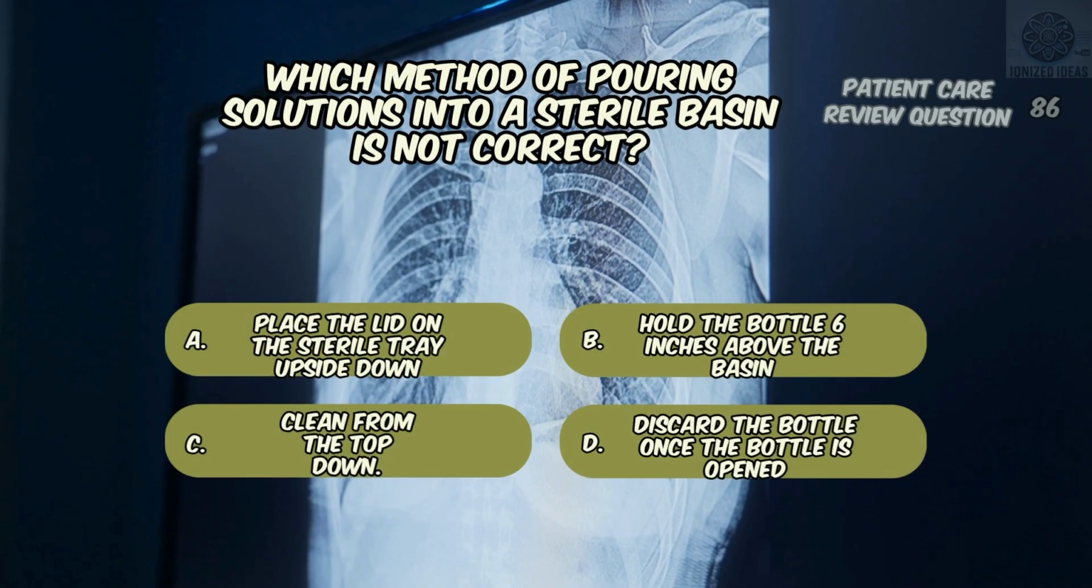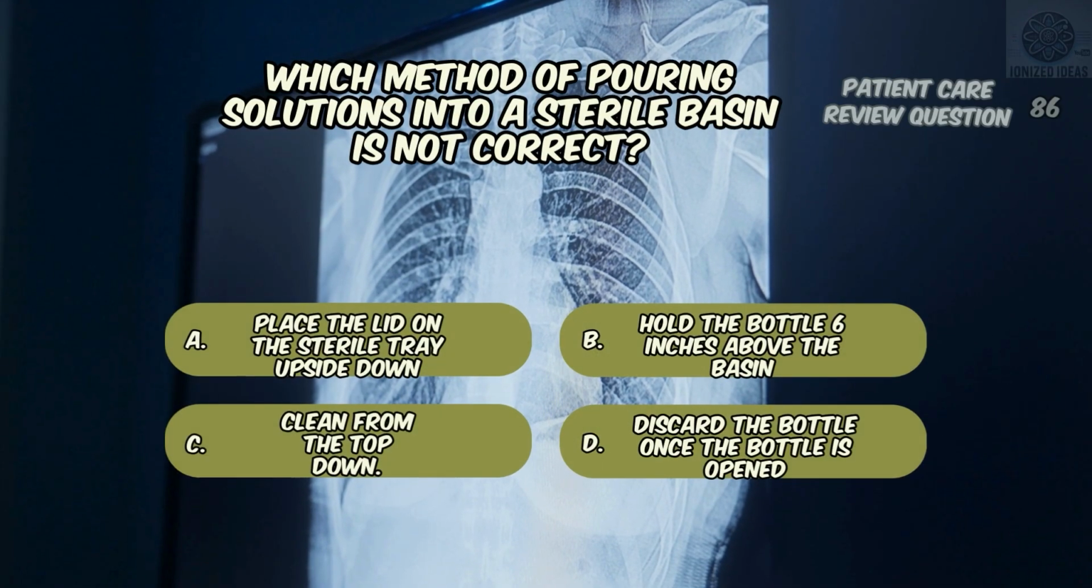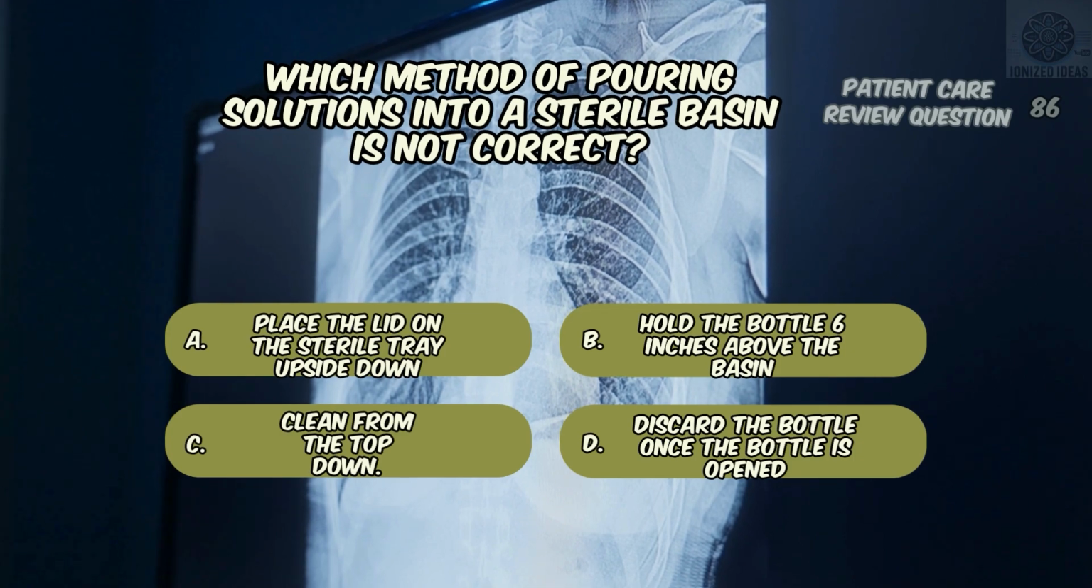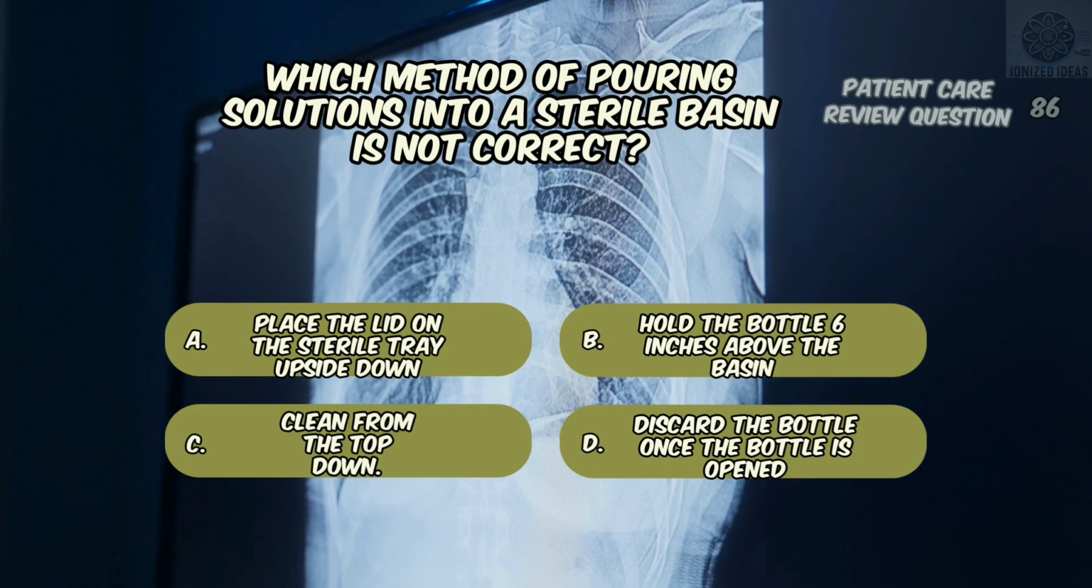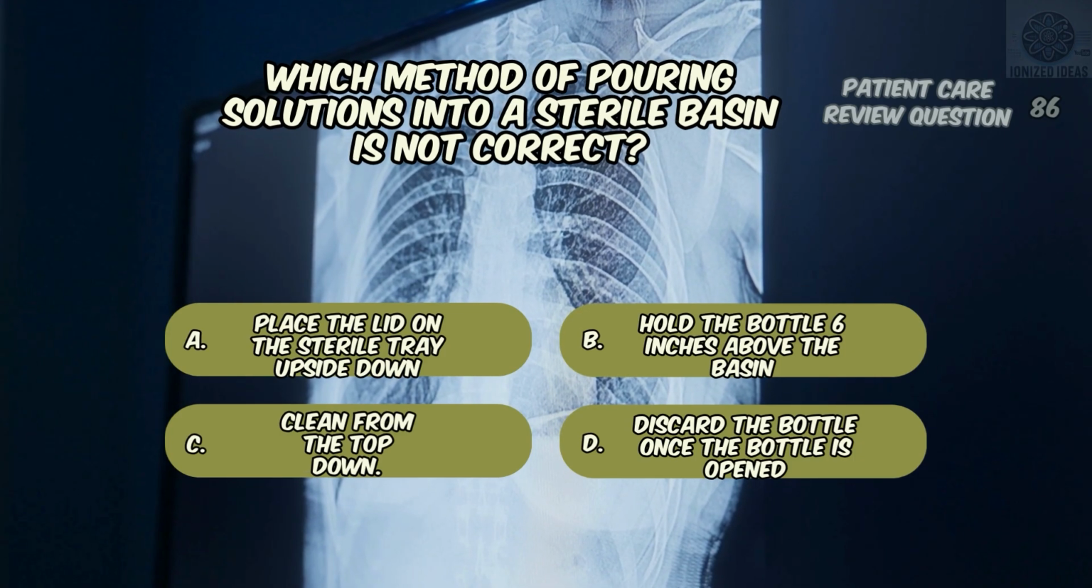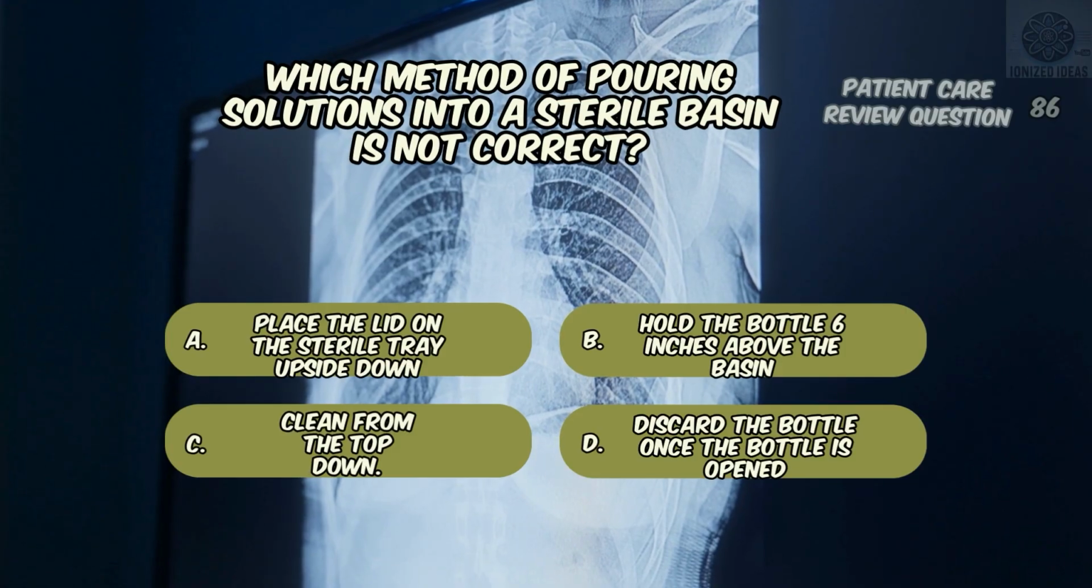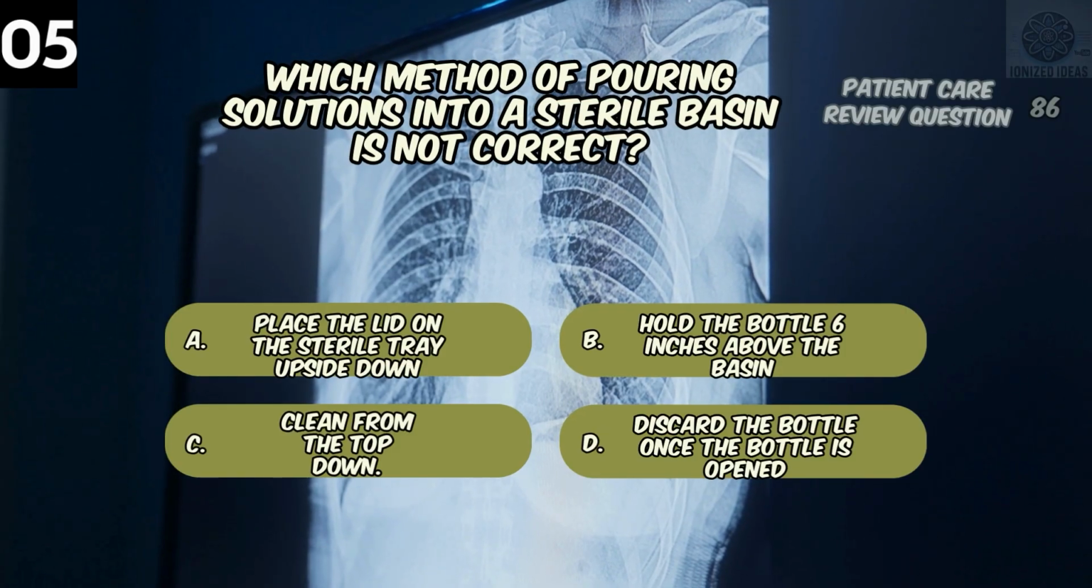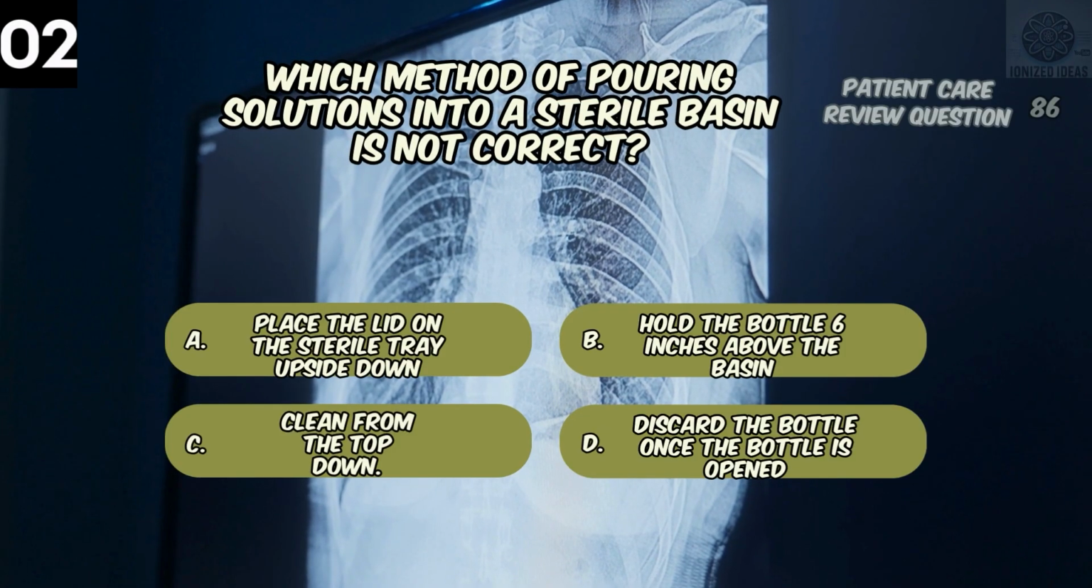Which method of pouring solutions into a sterile basin is not correct? A. Place the lid on the sterile tray upside down. B. Hold the bottle 6 inches above the basin. C. Clean from the top down. D. Discard the bottle once the bottle is opened.